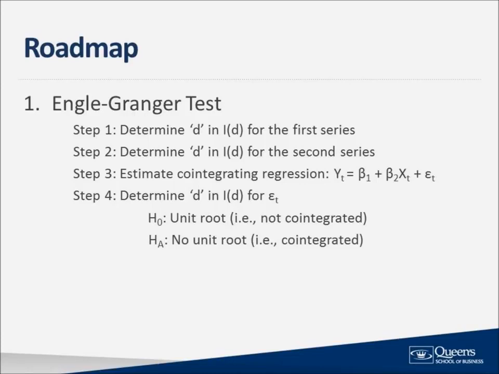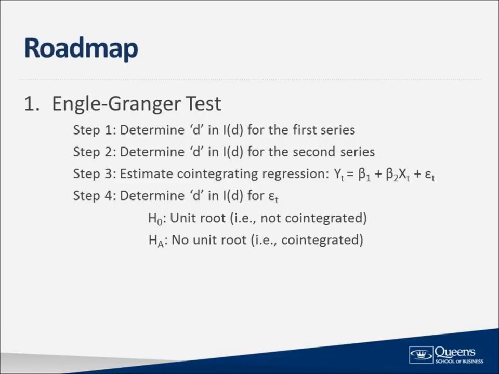There are 4 steps to performing the Engle-Granger test for cointegration for two variables. The first 2 steps are to determine d for the first series and the second series. d represents the order of integration and is abbreviated I(d). Recall that d is the number of times a series has to be differenced to be made stationary. We are going to use the ADF unit root test to determine d. The third step is to estimate the cointegrating regression. The last step is to perform the ADF unit root test on the residuals from the cointegrating regression to determine the order of integration.